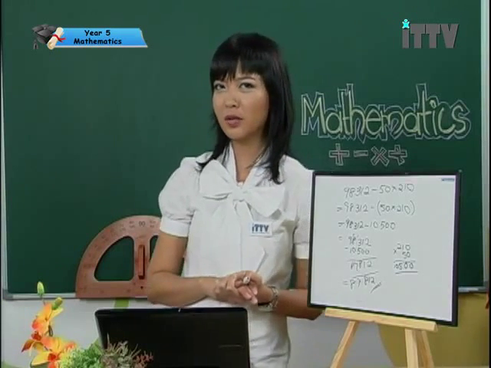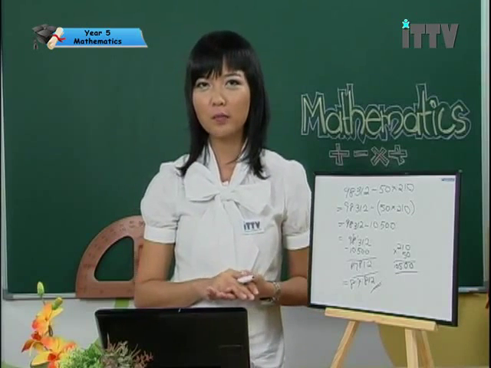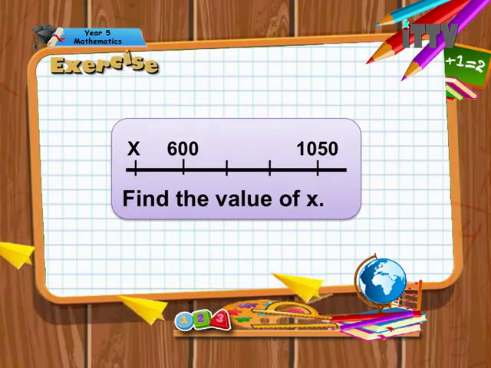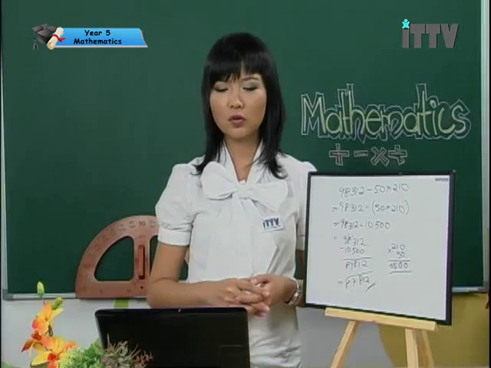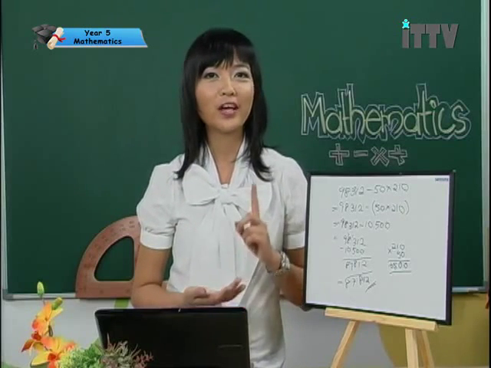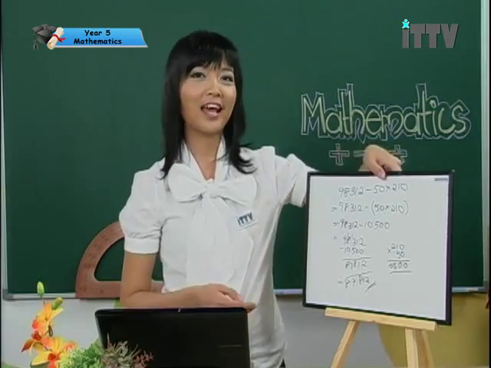How about this next question, which is a little bit more challenging. This is a number line and it's marked with x, 600, and 1050. Find the value of x. Oh dear, how are we going to find the value of x? There's so many missing numbers in there, right? Well, with mixed operation, we can find out the answer. Let's try.